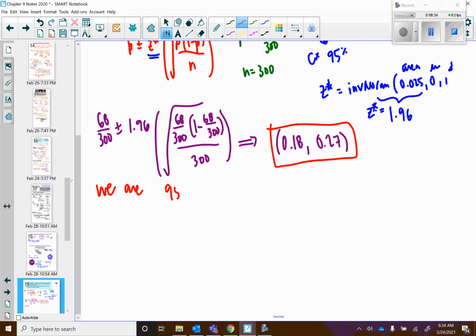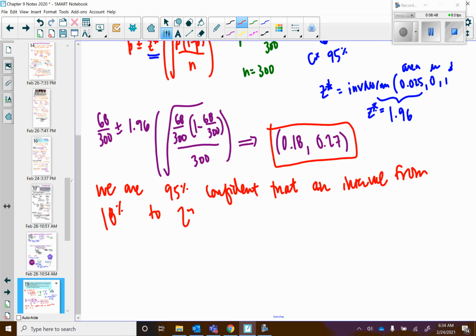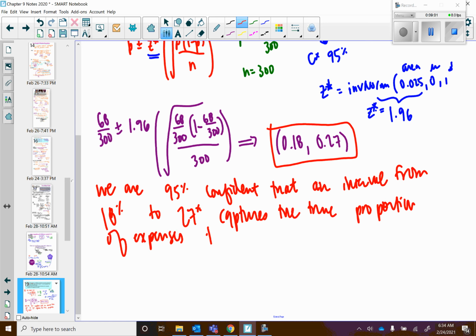We are 95% confident that an interval from 18% to 27% captures the true proportion of expenses that begin with a 1. All right, so that's A. We calculated the interval, we interpreted it.